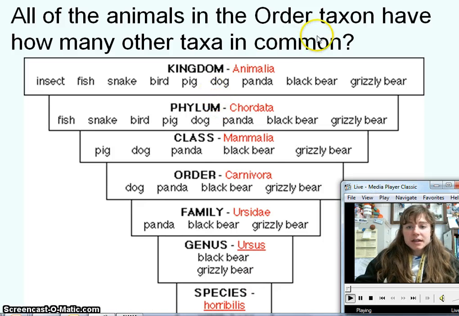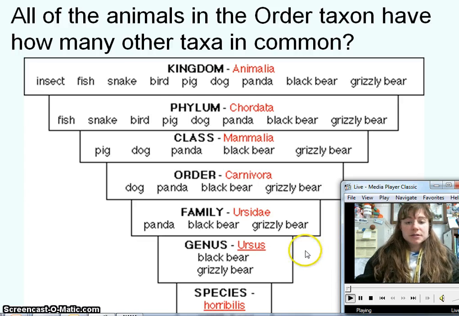All of the animals in the order, and taxon just means category of classification, have how many other taxa in common? And I'll ask you to pause the video here so that you can think about your answer. So again, all of the animals in the order Carnivora have how many other taxa or classifications in common? You can pause the video now.